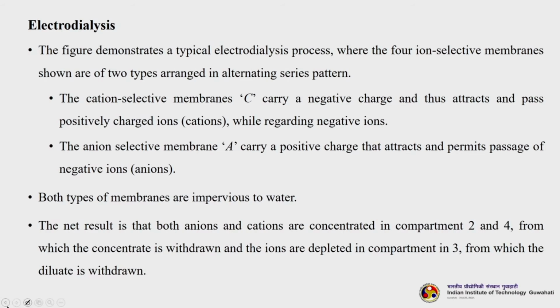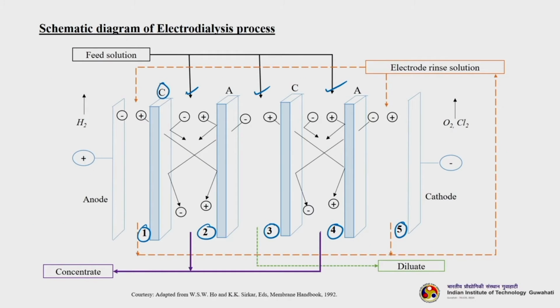Here, the cation selective membrane C carries a negative charge, so it is passing cations. Similarly, an anion exchange membrane carries a positive charge, so it is passing anions. You can see the anions are passing right here, and here the cations are passing. So, the cation exchange membrane is passing the cations, and the anion exchange membrane is passing the anions.